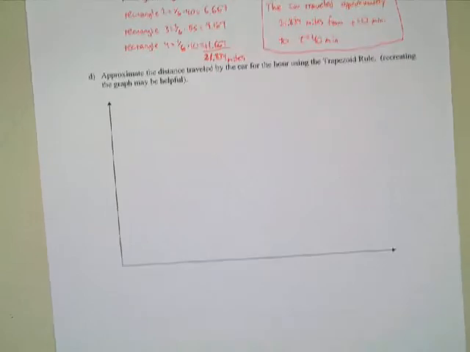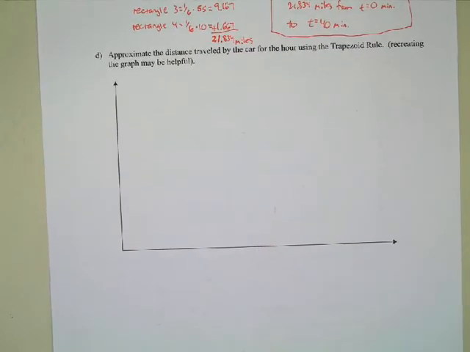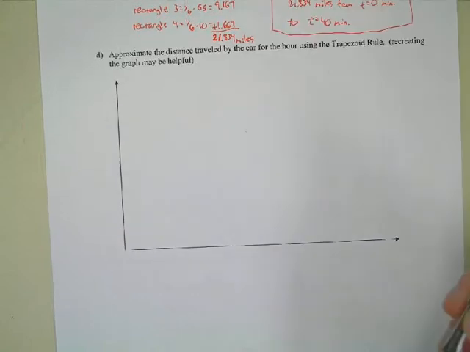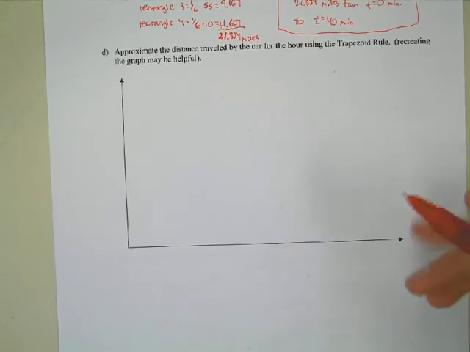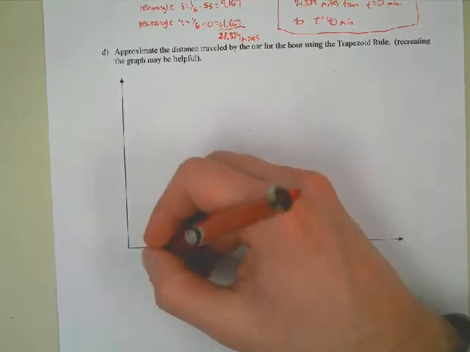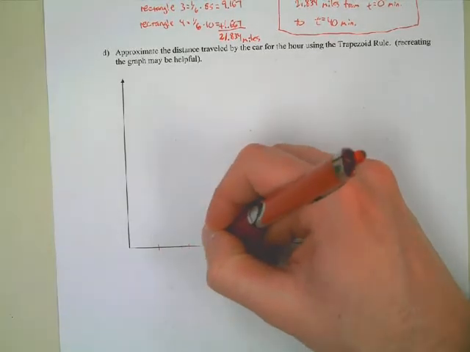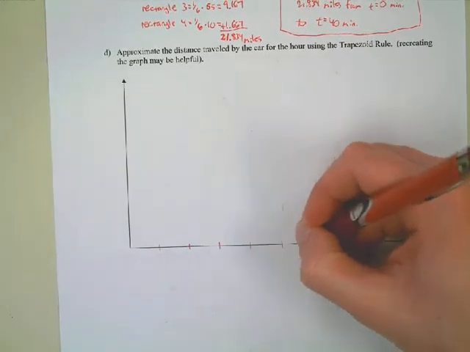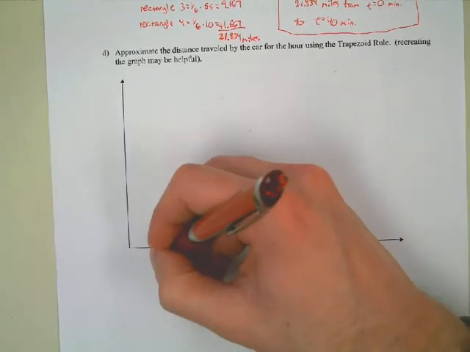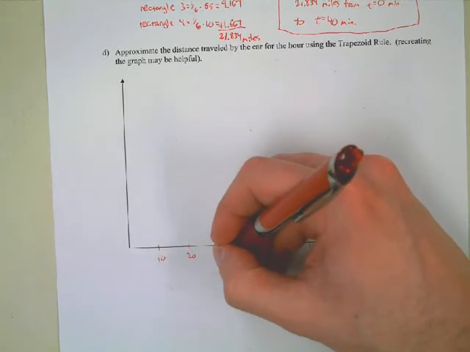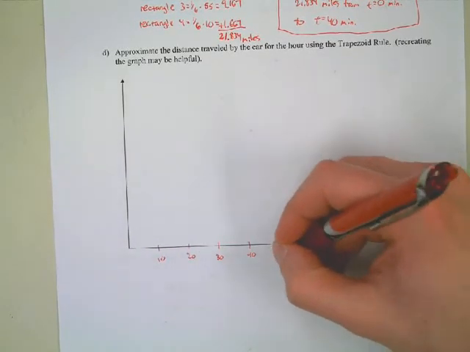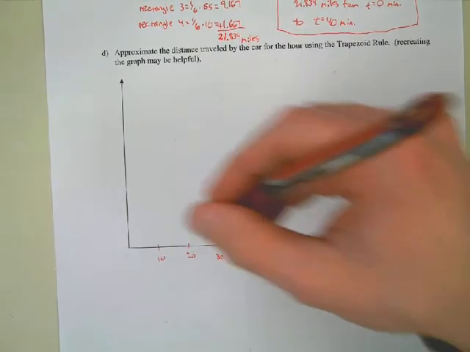Last one we're going to look at. We're going to do the trapezoidal rule here, and it says to resketch it. So I'll just quickly redraw it here. Yep, the same graph, just to have it here because we already drew on the other one.